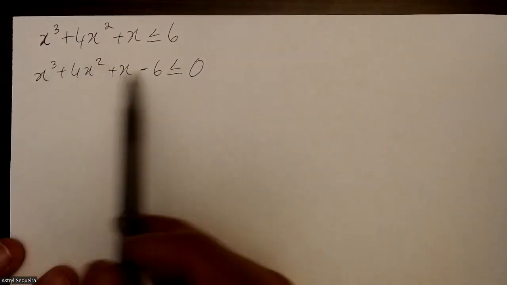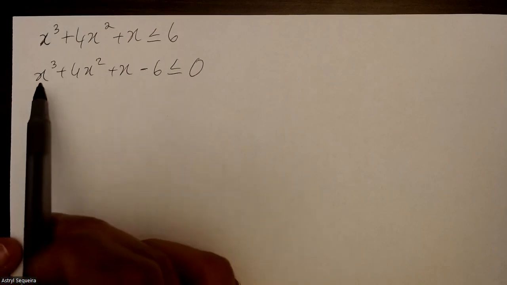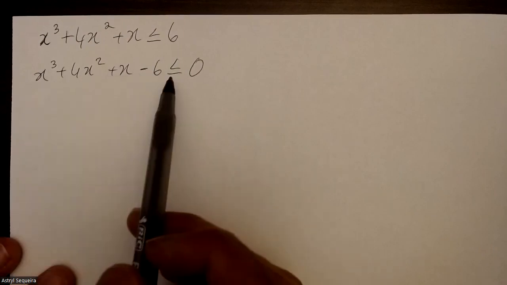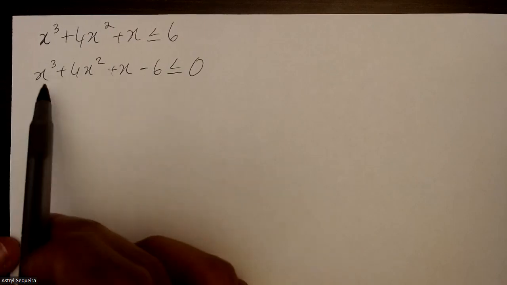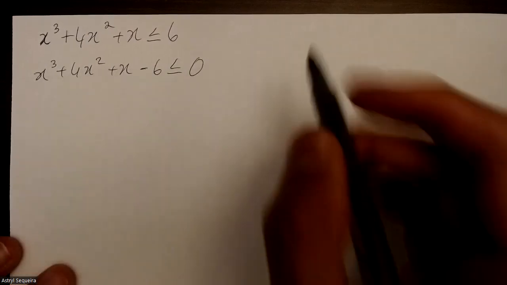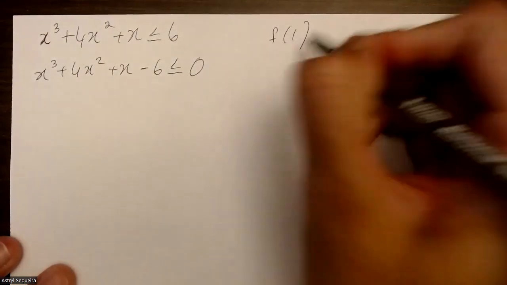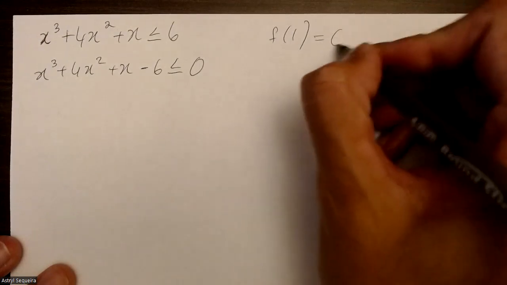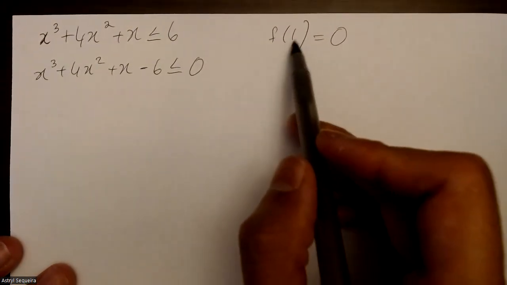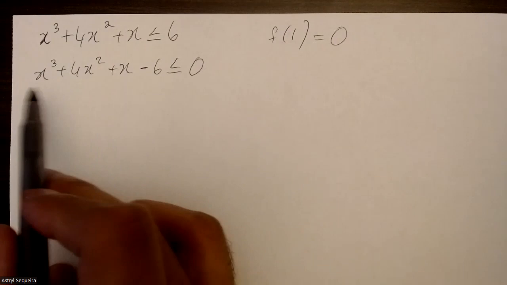So this is a cubic equation. We've got to factor with synthetic division and the factor theorem. So I'm going to start by subbing in multiples of 6 into this equation. I'll start with subbing 1 into this equation. F of 1, that's just 1 plus 4 plus 1 minus 6, which is 0. So I know that x minus 1 is a factor of this equation.